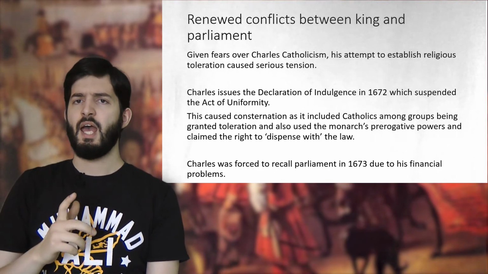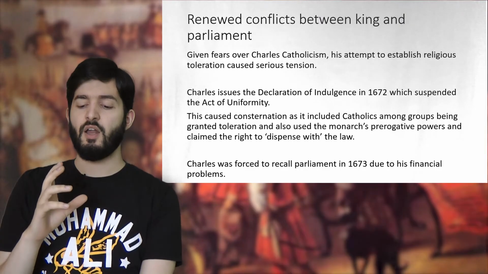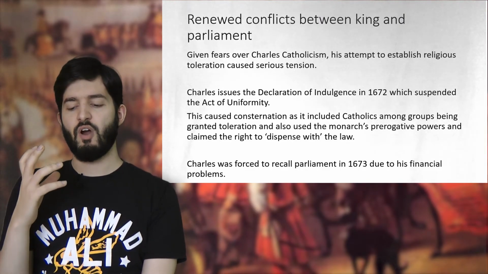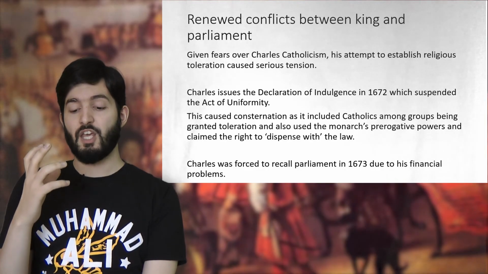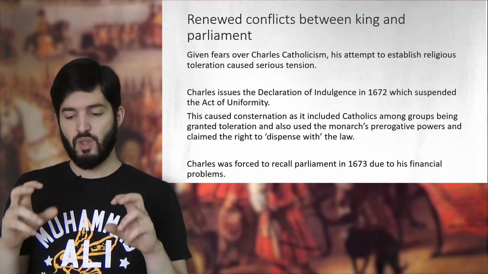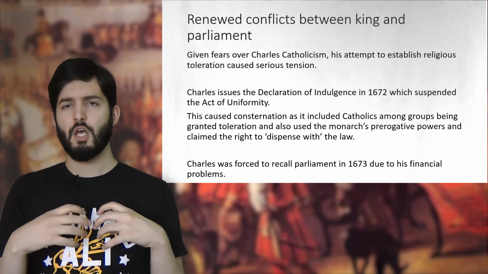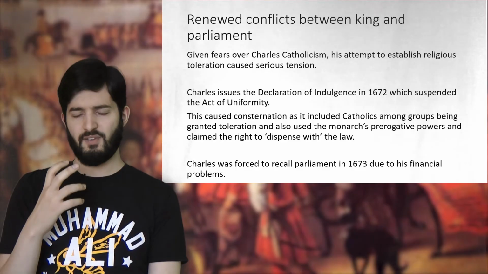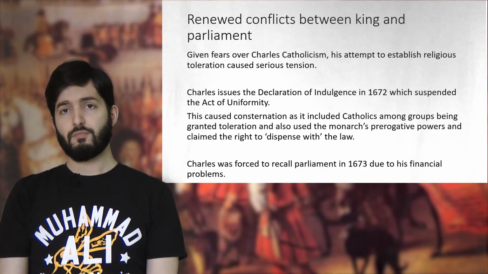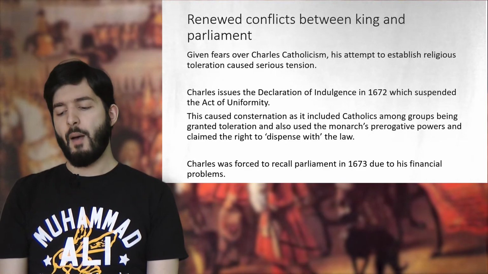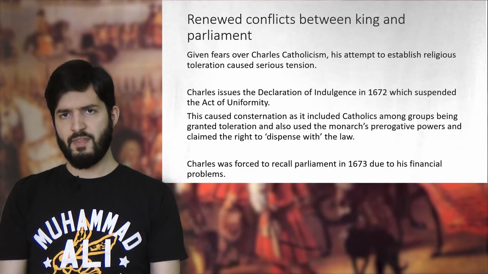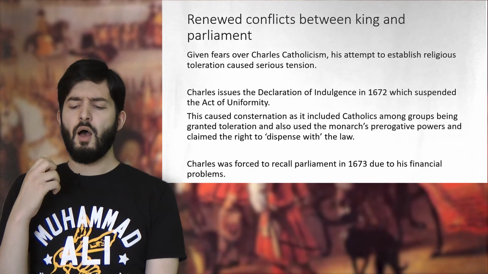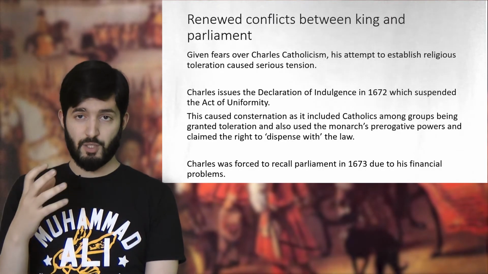But more importantly, and this is where it really creates a concern, it rests upon the claim that the monarch's prerogative powers include the right to dispense with the law. So he uses his prerogative powers to suspend an act passed by Parliament. And so this creates quite significant concern, even among nonconformists themselves, more Puritan types who fear these ideas of royal absolutism by Charles II. And so you get Charles relying upon his prerogative powers.